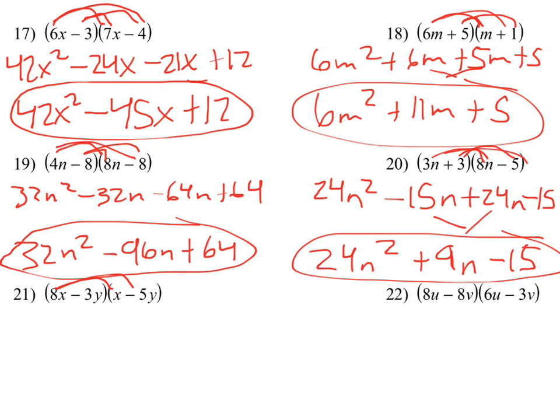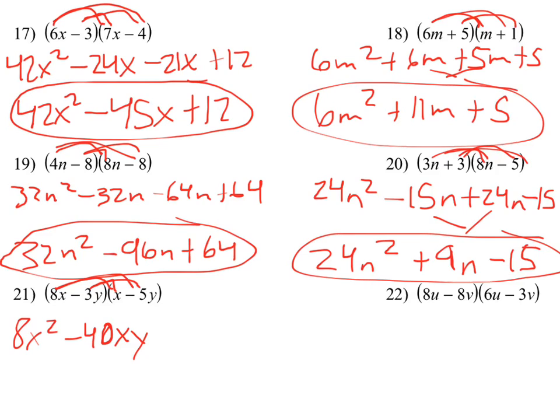Don't let the additional y mess you up. It just makes it so you'll have y's in there as well. It doesn't actually change the numerical calculation. 8x times x gives you 8x squared. 8x times negative 5y, well, 8 times negative 5 is negative 40. And x times y is still just x times y. You leave it like that.